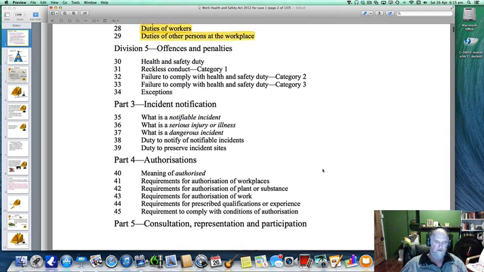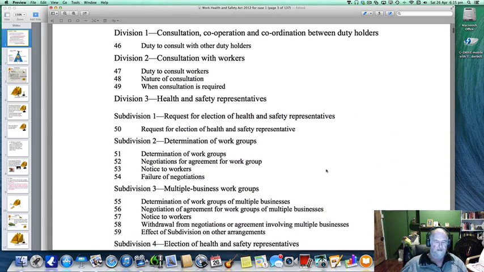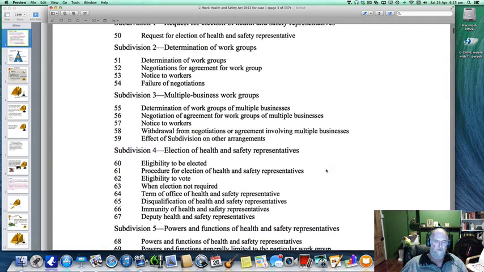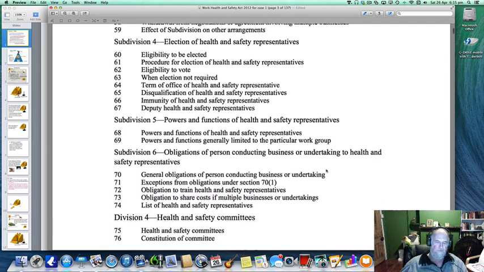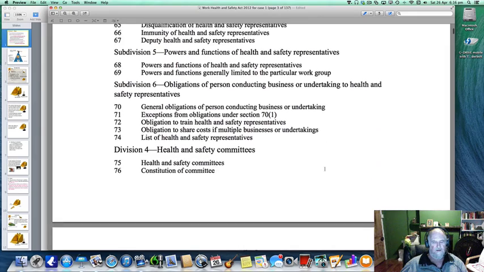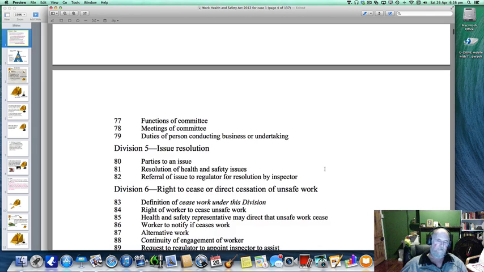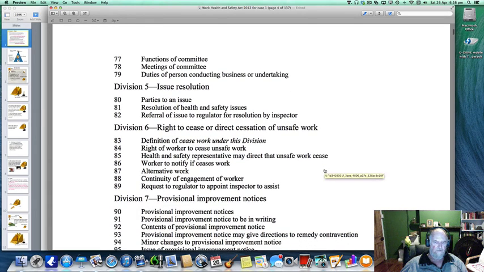Incident notification, not too worried about that. Authorisations, consultation, multi-business work groups, election of health and safety representatives. Nah, look, health and safety committees. Well, you might, but if you're doing a really detailed look at the whole thing, you'd obviously have to go through each one of these to see how they do.